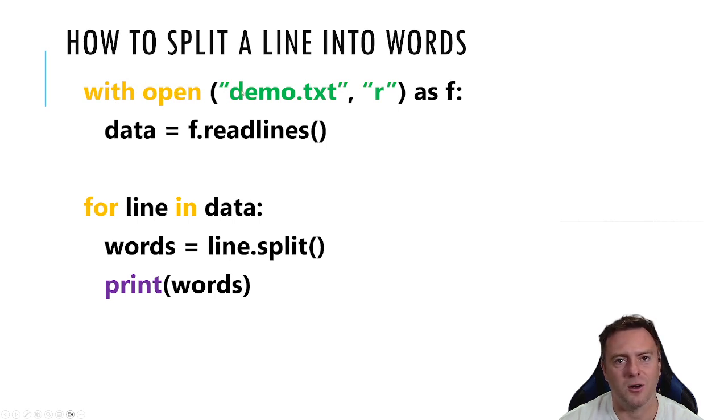So instead of just going file open, we're going to go with open demo.txt read as f. So that opens the file and sets it as the f variable. And then the data is now equal to f dot readlines. So that's now made an array called data. And then for line in data, words is equal to line dot split, and then print out the words.